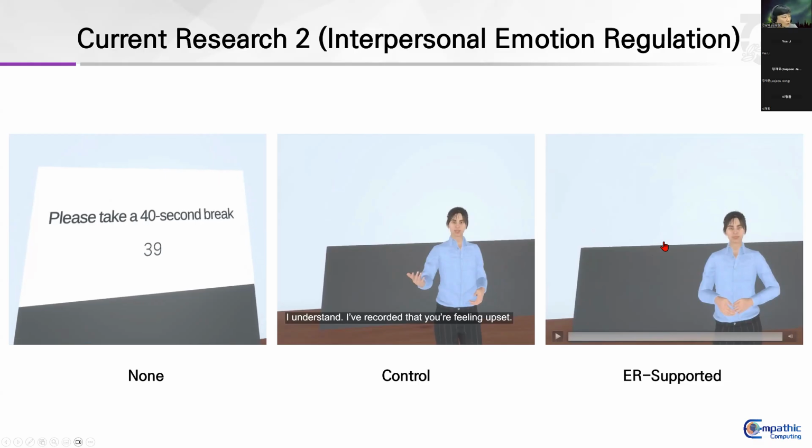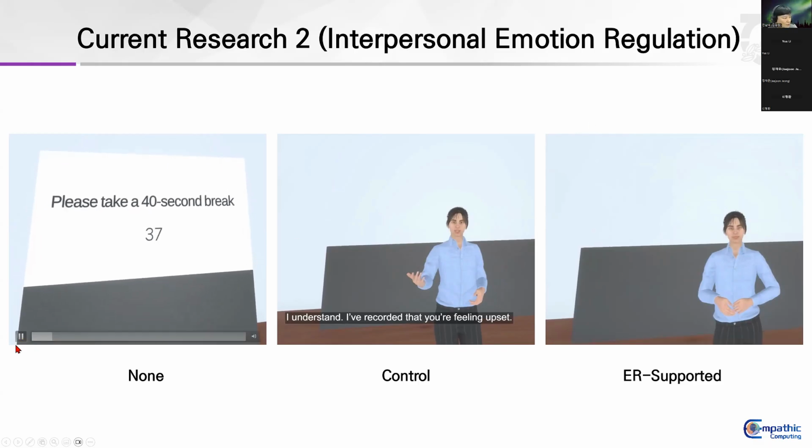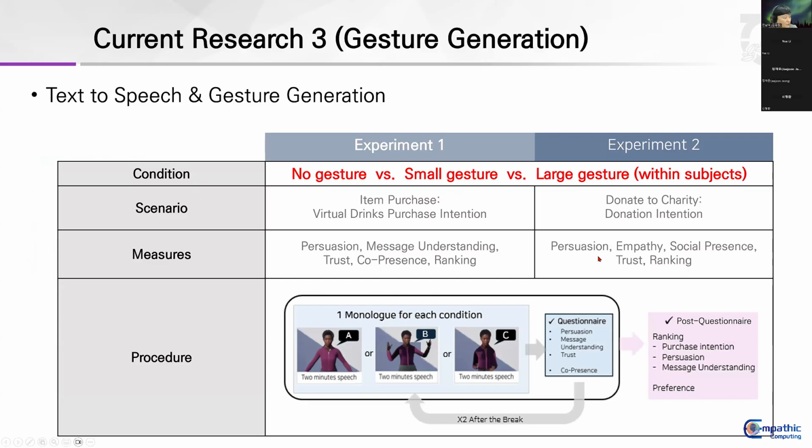So our second study was about emotional regulation by verbal word. And the third one is gesture generation. In this study, we create two types of gesture according to scale. One is large gesture and the other is small gesture, through AI technology. And then we compare with the no gesture condition.